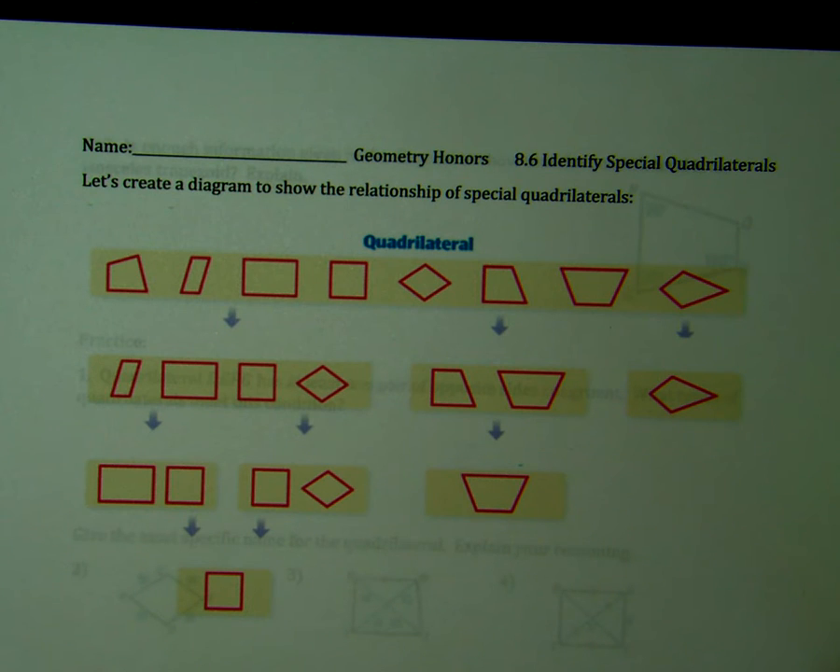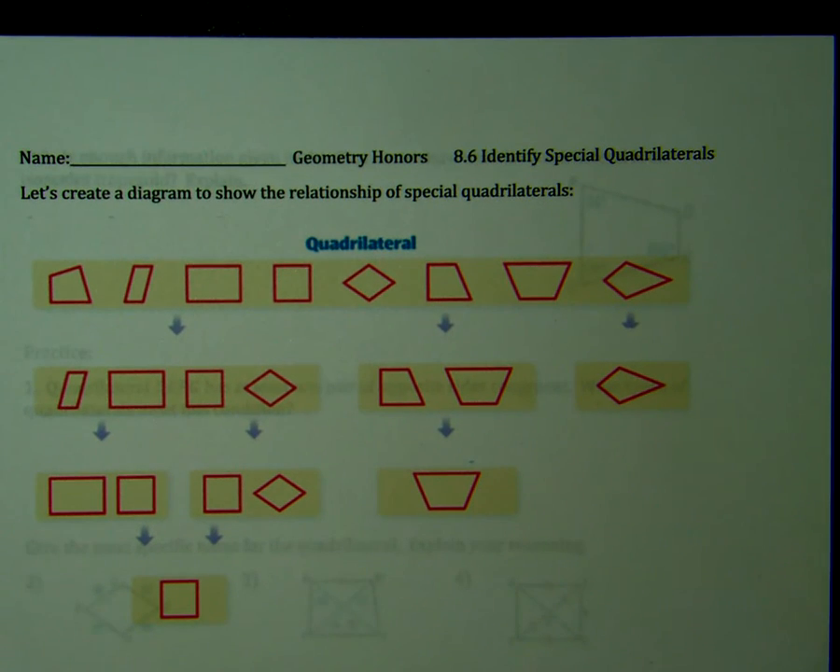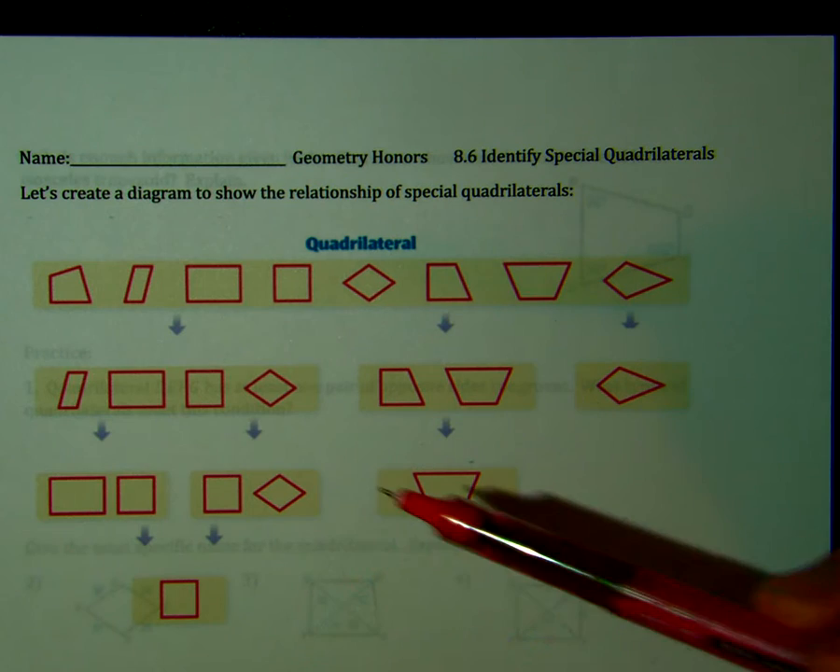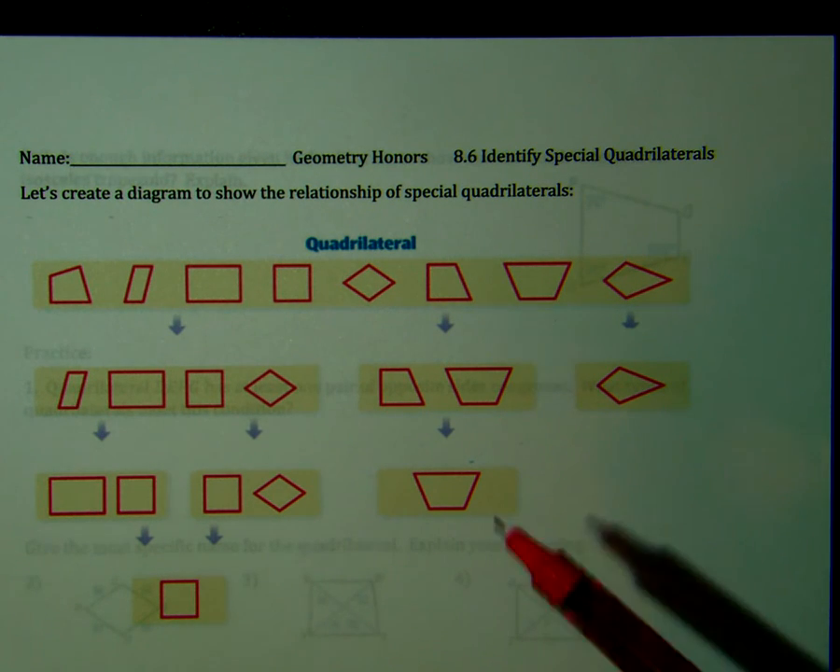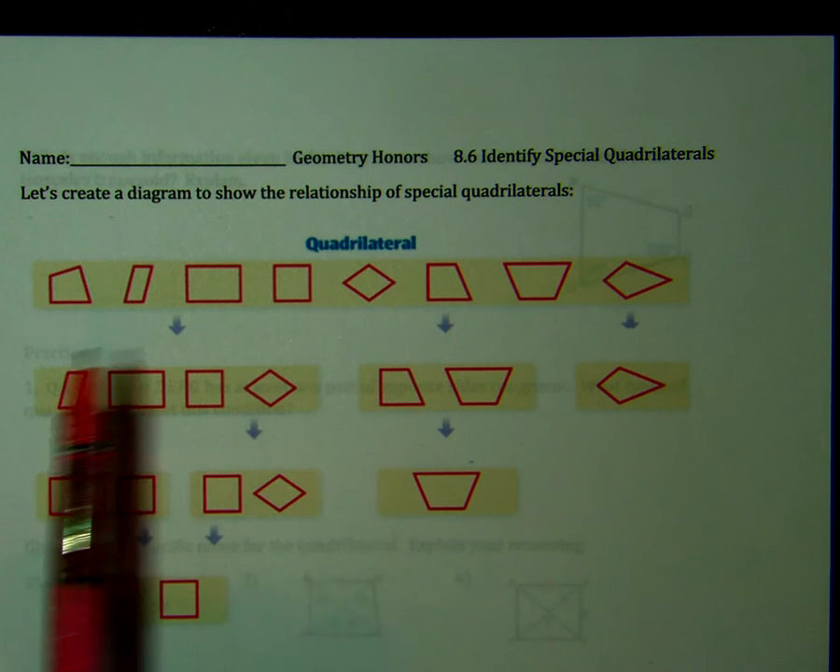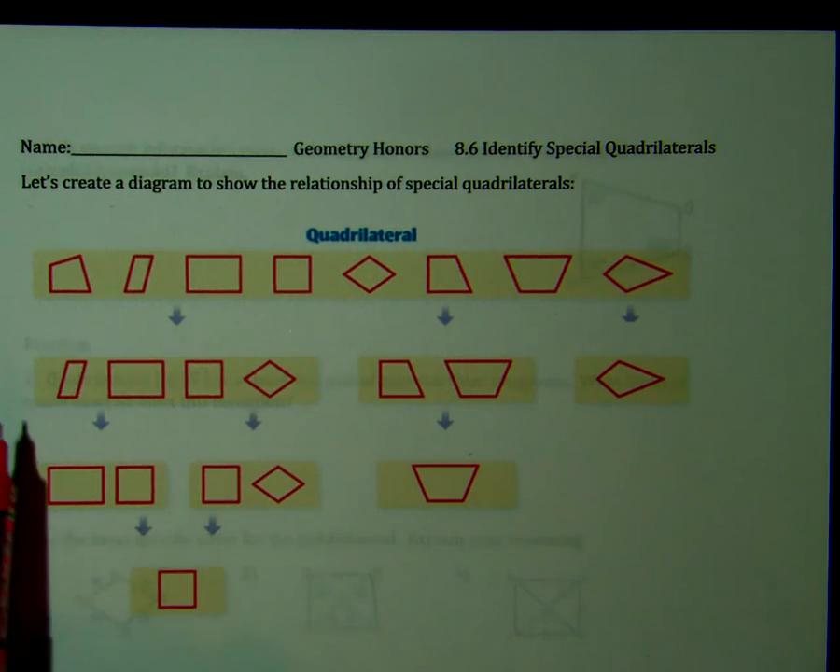Hey everyone, here we are on our last section of the chapter, 8.6, Identifying Special Quadrilaterals. What this section is about is taking all the stuff that we have looked at in all the previous sections and basically trying to classify quadrilaterals as best we can. This flowchart is a fantastic way of reading through the properties, okay? So everything in here has the special properties of the things that come before it.